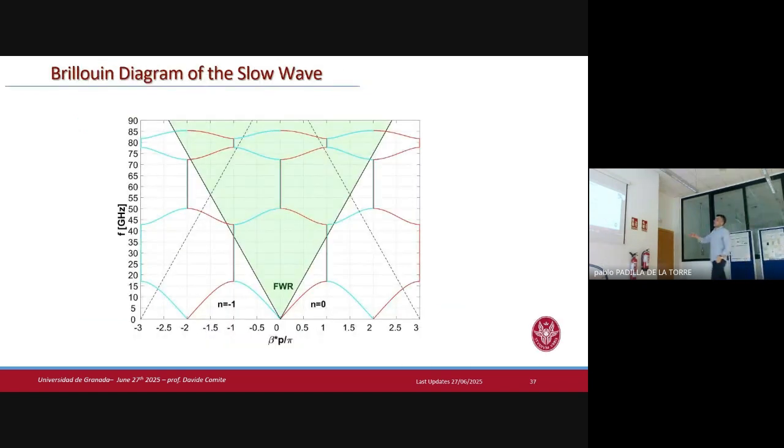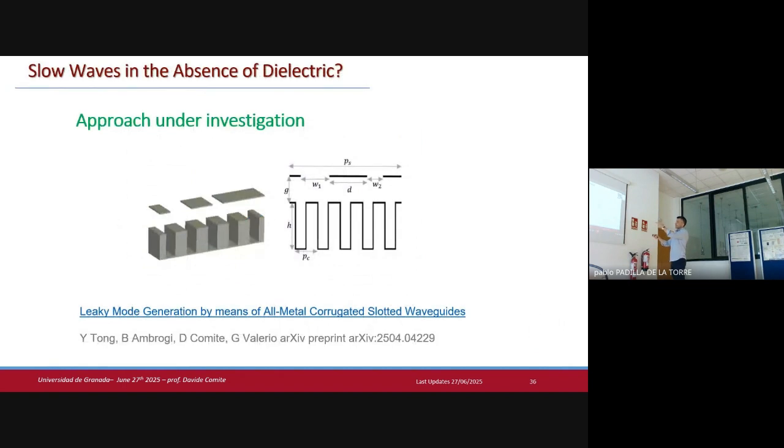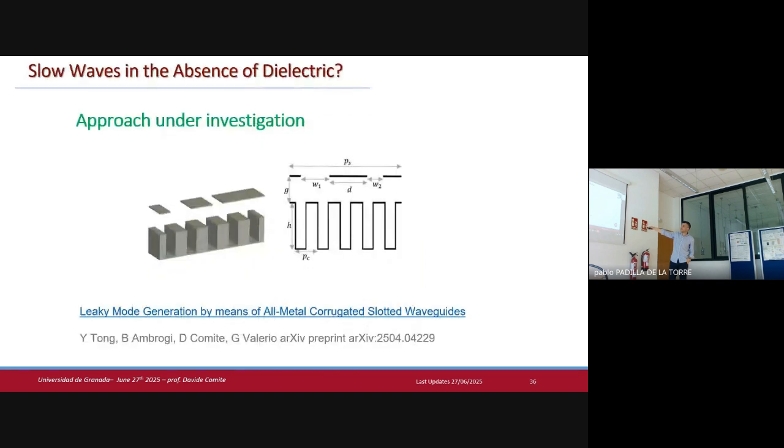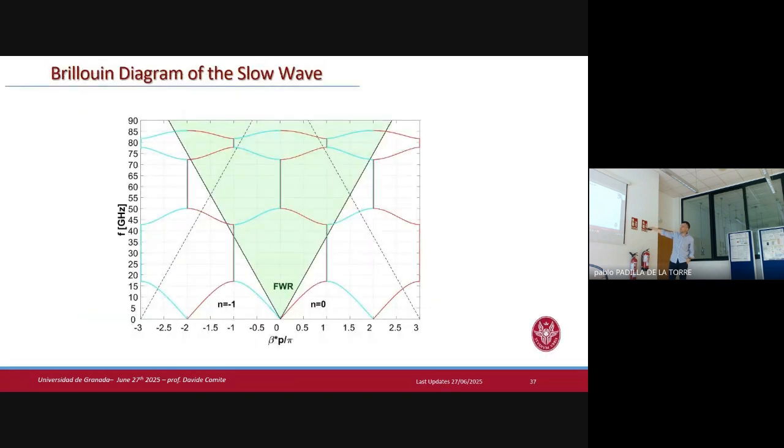This is what we call the Brillouin diagram of this structure. Here, K0 is the line of light, as we call it. If you are above this line, you have a fast wave. If you are below, you have a slow wave. So in this region, this is the dispersion curve of the mode supported by this structure. You have a slow wave.